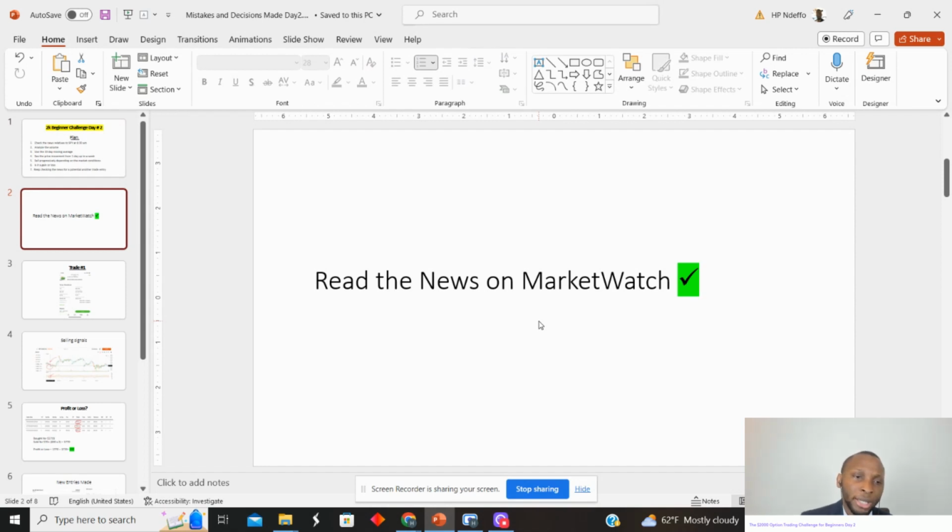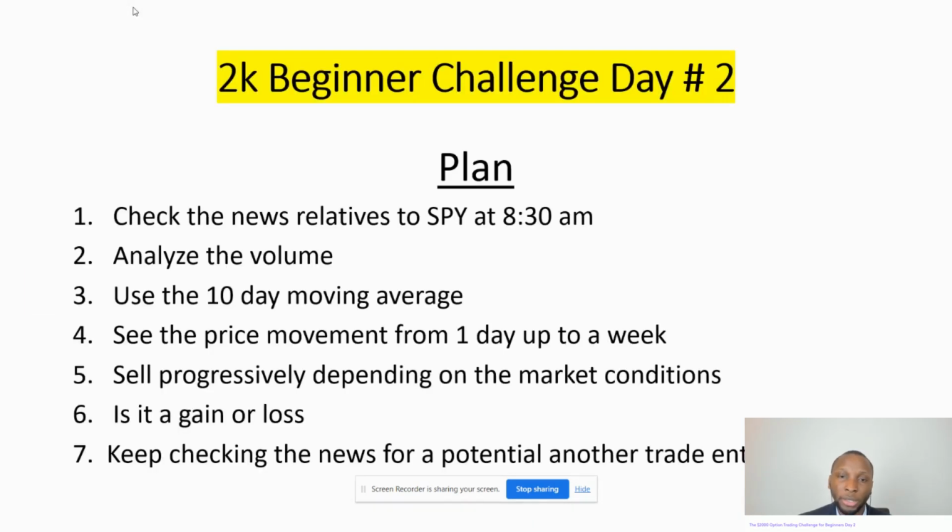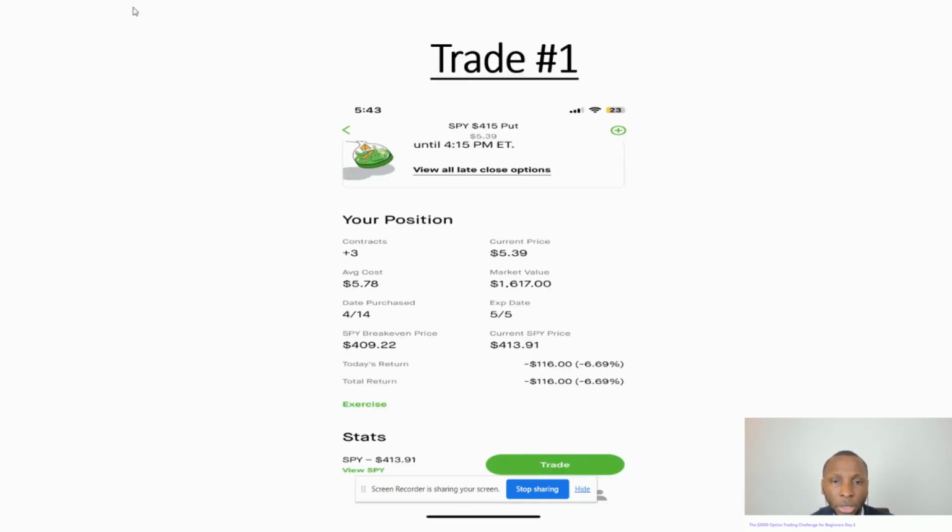As a recap for my very first trade, I bought, as you can see right now, at an average price for my contract of about $5.78, right? And you can see the total amount that I bought, April 14.